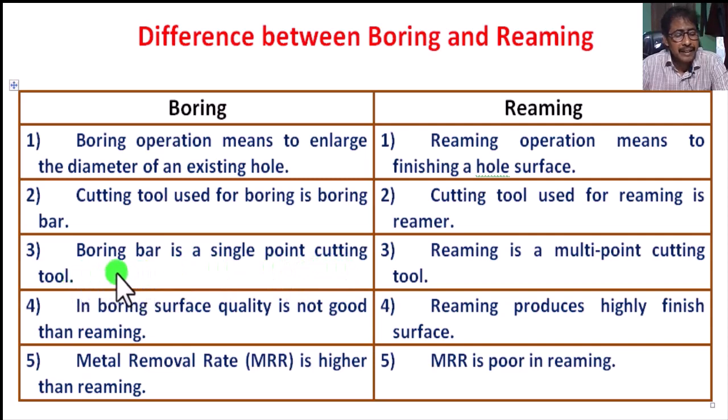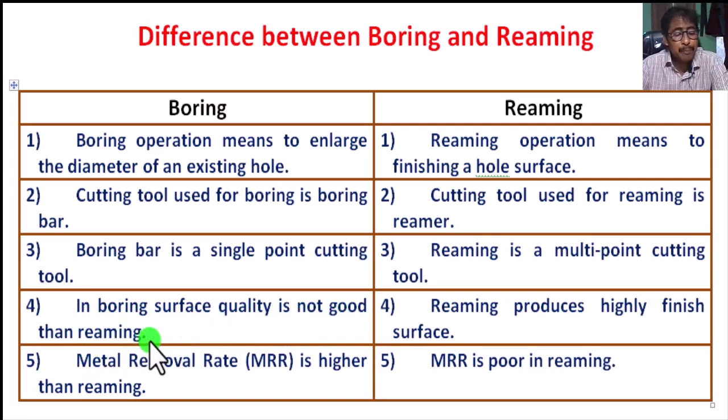It is a slower method, a slower process. Number 3, reaming. Reaming uses a multi-point cutting tool. Reaming is a faster method. Okay. Number 4, for boring, in boring the surface quality is not as good as reaming.